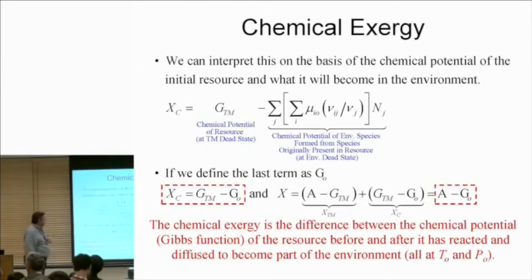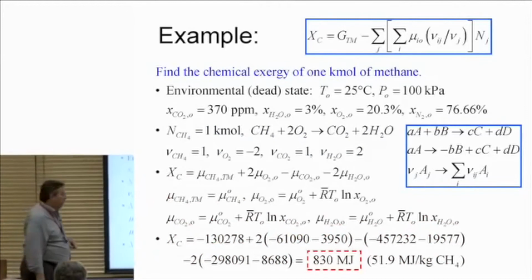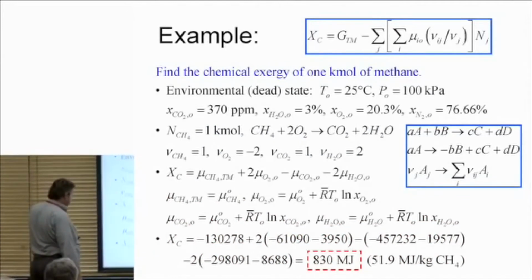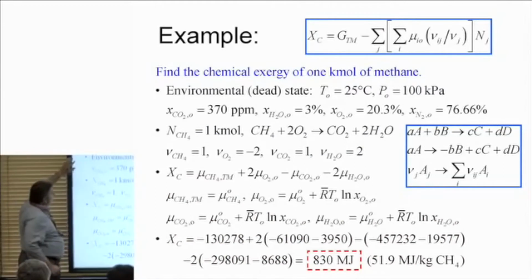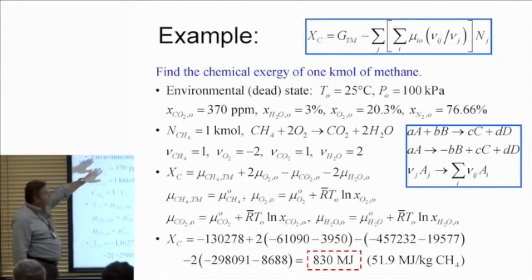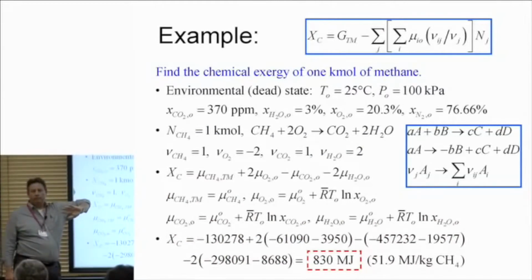Okay, so A minus G naught. And thank you for that because it's small, but it's important. Okay, let me give you a couple of examples, and then we'll take a quick break. First, find the chemical exergy of 1 kilomole of methane. I want to make sure that you get this, right?